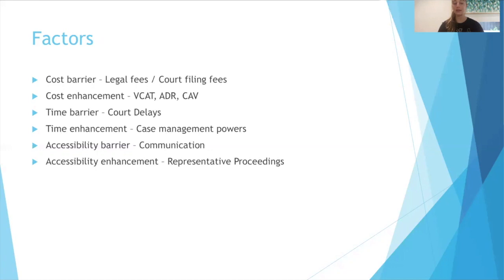For accessibility, you could talk about communication and language barriers as a barrier to accessibility, and how that reduces access and equality for people with language barriers. And then the enhancement to access is representative proceedings, and how it allows 7 or more people to combine their claims and therefore share the costs of legal claims, and therefore providing access to individuals who may not have otherwise been able to afford it.